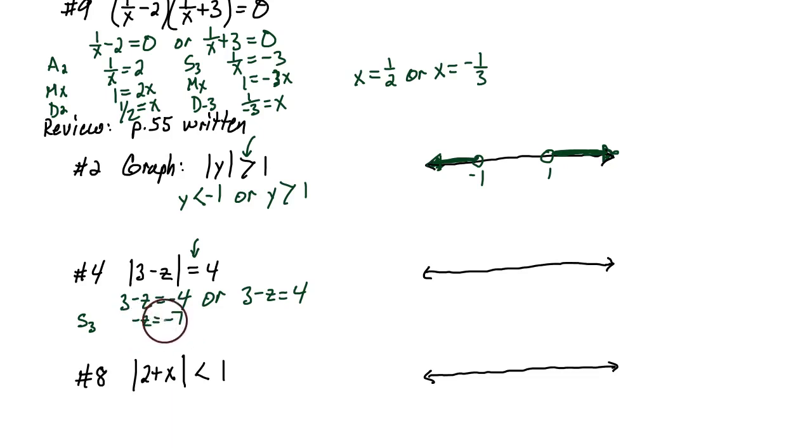If negative z is negative 7, then when you solve for z, it's positive 7. Over here, when you subtract the 3, you get a 1. And when you change the sign to get z alone, you get negative 1. So on the graph, here's negative 1, and to the right of that would be positive 7. Both of these numbers get dots.